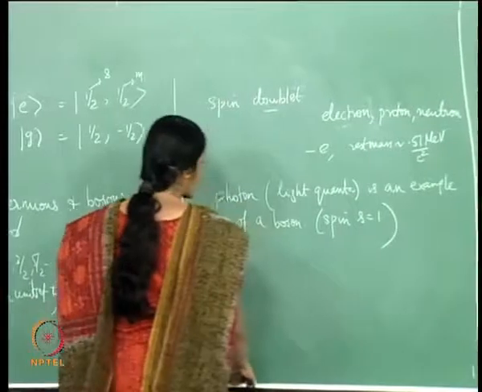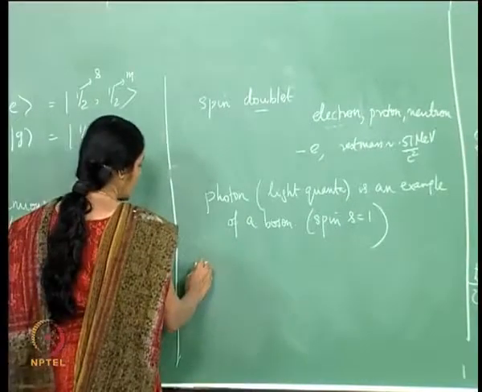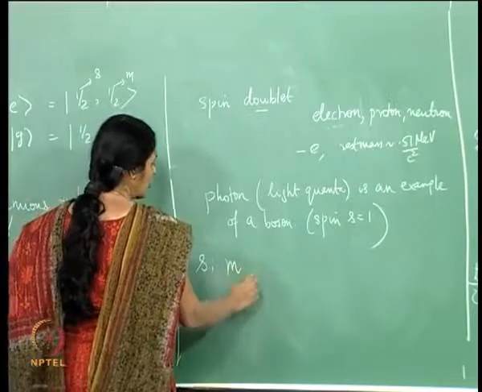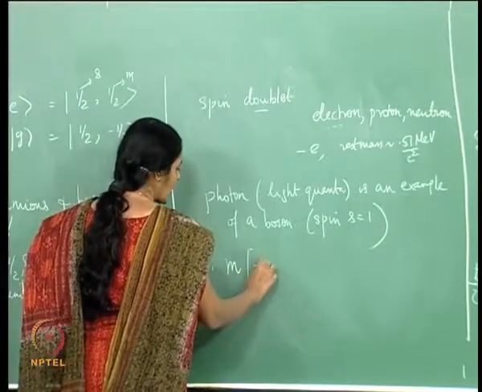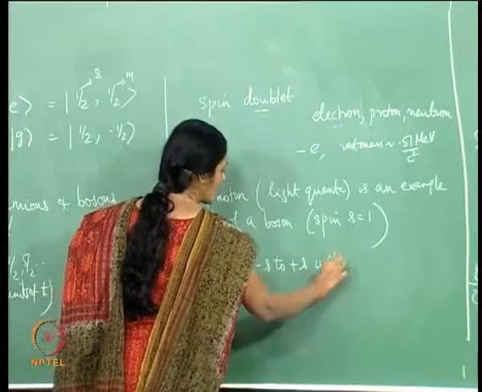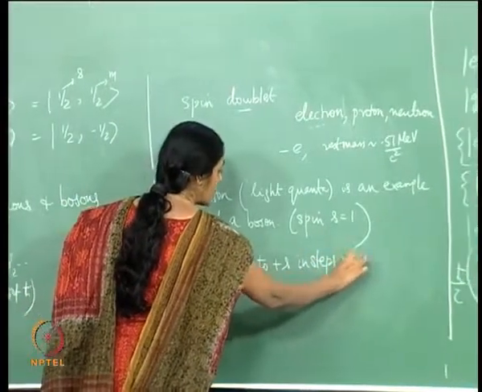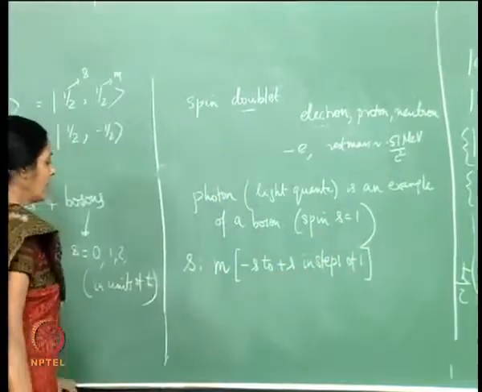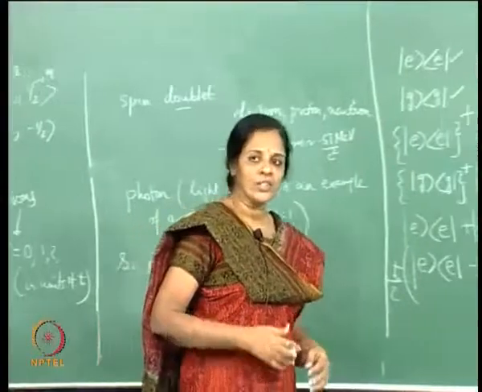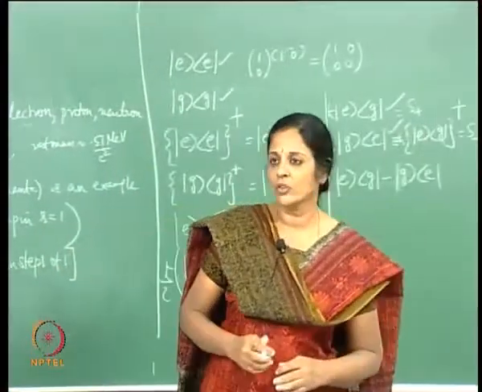In general, it is true that for a given value of spin, the third component can take values minus s to plus s in steps of 1. This is a very important result in angular momentum algebra, and I will derive it in a subsequent lecture in detail when I talk about angular momentum.